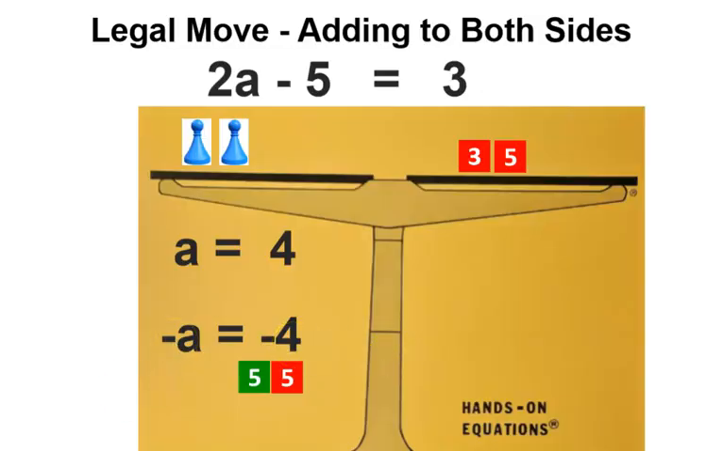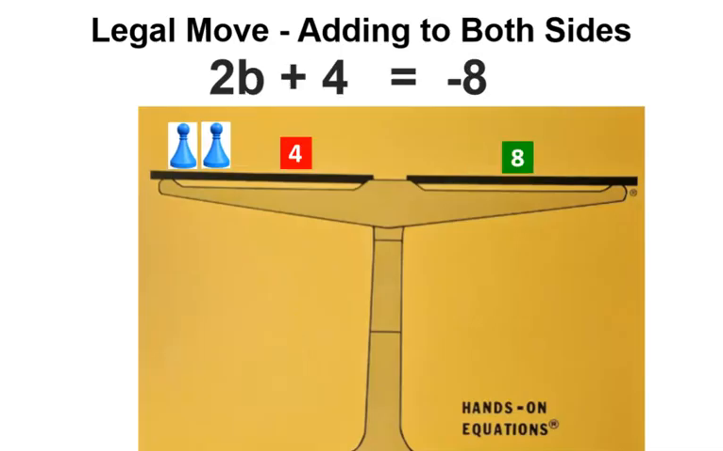All right, let's take a look at another example. Similar situation here. There are no legal moves I can do, and isolating the variable, I want to get rid of that 4. And I'm sure you can already see what we're going to do at this point. We're going to add a negative 4 to both sides, and that's our legal move, two-handed, adding to both sides.